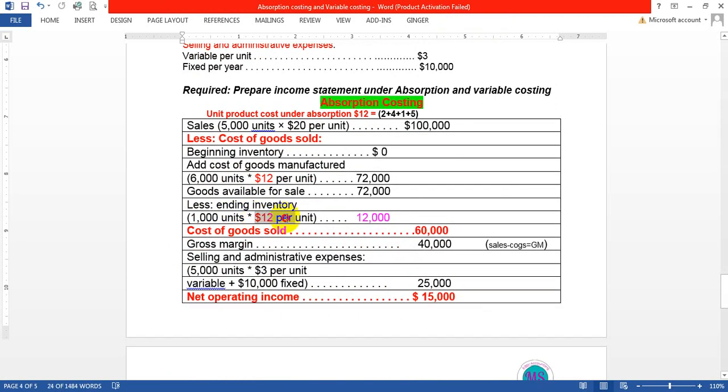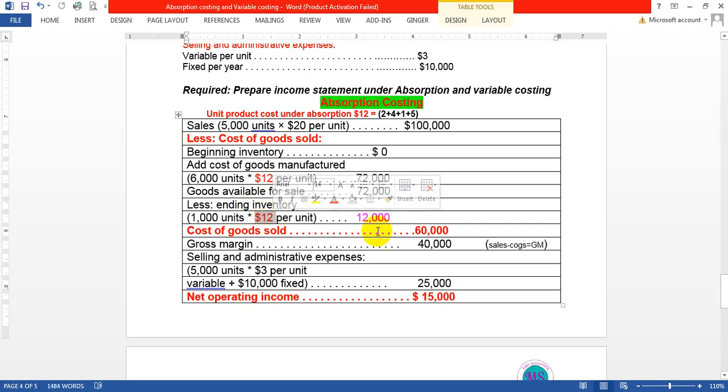Again we will multiply by 12, the unit product cost. What will I get? I will get 12,000. So after deducting this ending inventory from my cost of goods sold, what I got is 60,000. 72 minus 12 is equal to 60,000, right? So my cost of goods sold is 60,000.